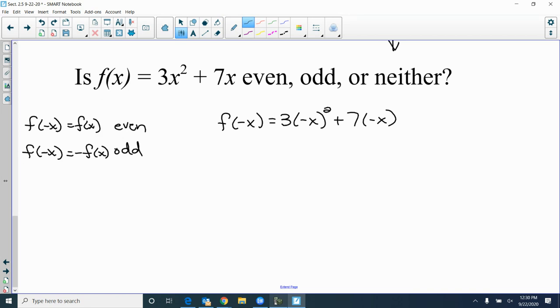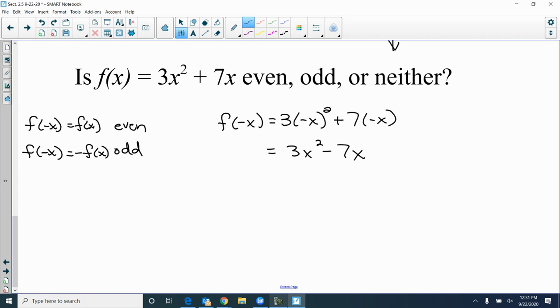Now, to be an even function, it's symmetric about the y-axis, so that kind of matches up. When you plug in negative x, you get back the same thing if it is symmetric about the y-axis. That becomes 3x squared minus 7x. Is that the exact same as the original? No, so it's not even.